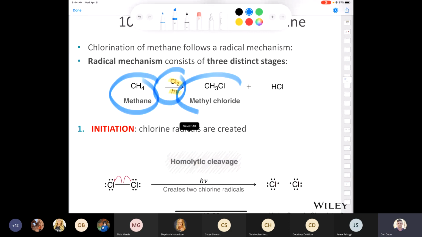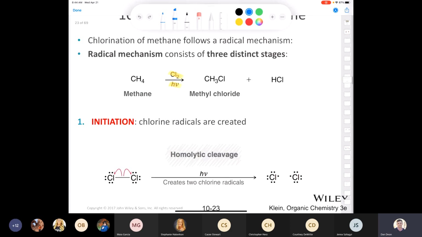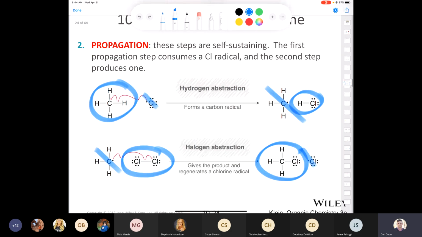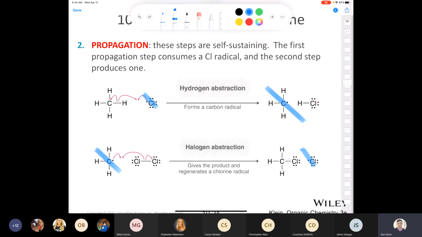Methane plus chlorine gives you methyl chloride plus HCl. I love it when a plan comes together. Okay, and we're going to look at that in even more detail in a couple of seconds. So I'm going to cross that out for now, but I want you to keep that in mind. Now, what's the termination step?